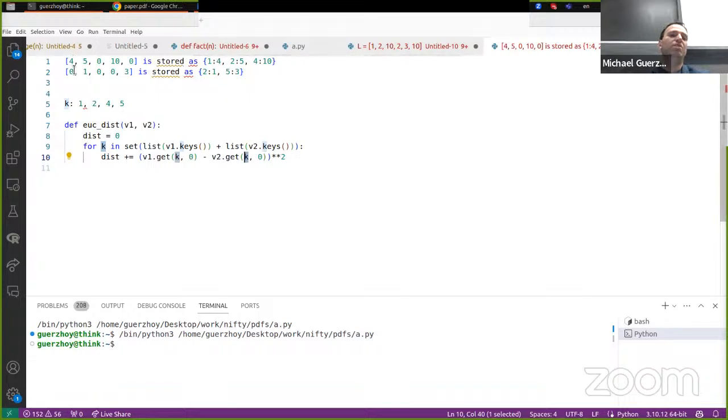And I'll do 4 minus 0 because I'll get the 0 from V2 using .get, and then 5 minus 1, and then this would not happen because I don't have a key of 3. And then this would happen, and then this would happen.